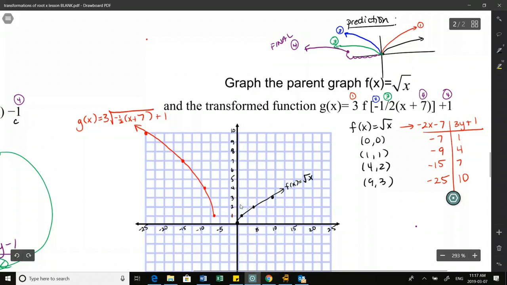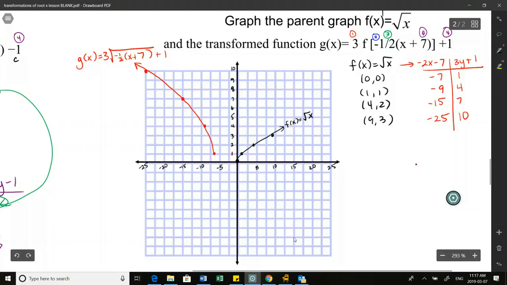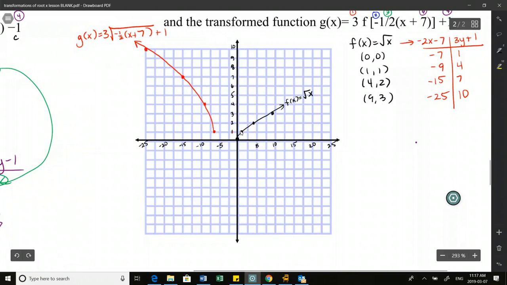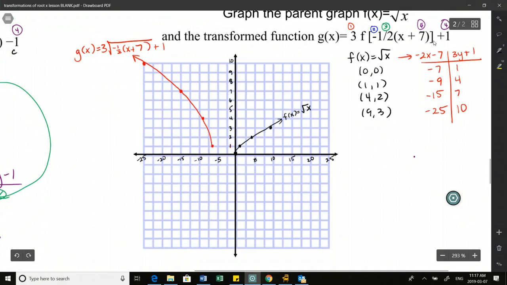Now, you'll notice here as well that my parent function looks a little bit different because of the scale I've adjusted on the x-axis here. So I've now plotted 0, 0, and then 1, 1. This is approximately where 1 is, and approximately where 4 is, and then approximately where 9, 3 is. And then this is what your points should have looked like. So maintain the negative there. We just want to do the reciprocal of k. So 1 over 2 becomes 2 over 1, and the negative stays. Switch the sign of the d value, and then we have 3y plus 1. So these are the points that you should have got.